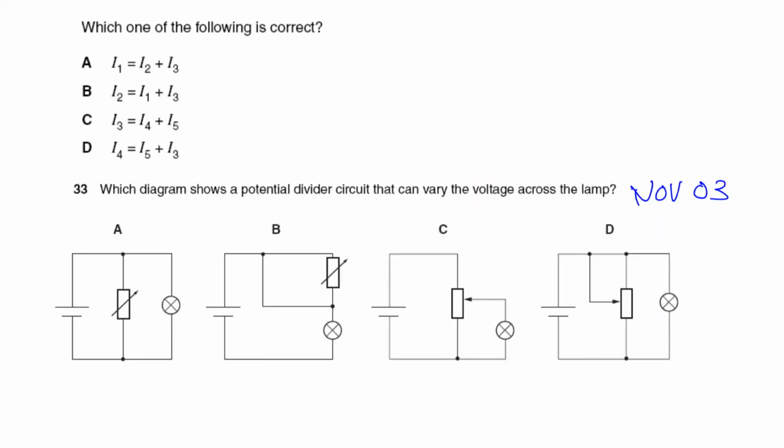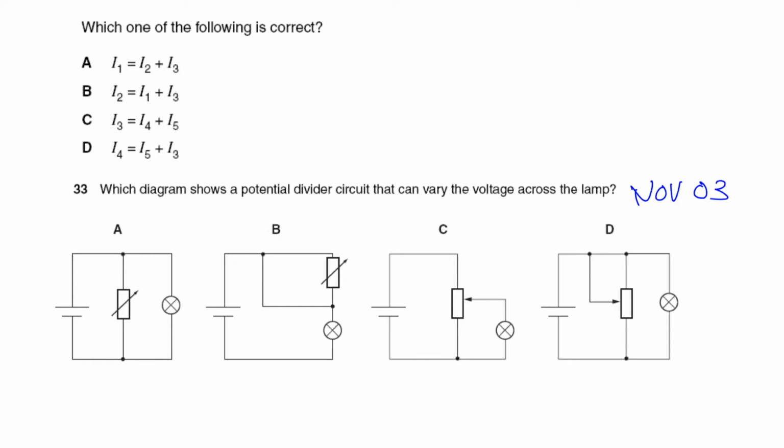Now, which one can be used as a potential divider? The idea is very simple. A potential divider means that if I adjust the variable resistor, the rheostat here, the PD across the lamp must change. That's what a potential divider is. But in A, you see the lamp and the variable resistor, both of them connected in parallel to your cell. So whatever resistance you change, your lamp will still follow the PD of the cell. So that means it's not a potential divider.